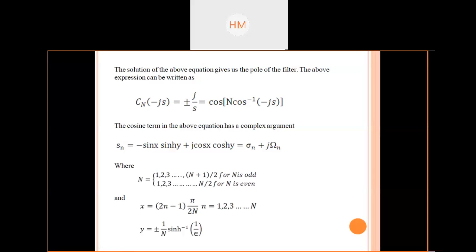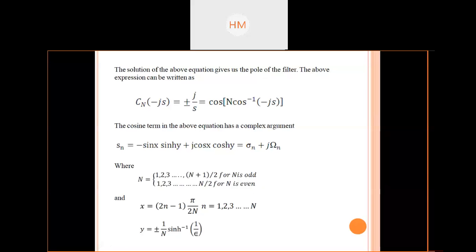So write down this. Now the cosine term in the above equation has a complex argument. Sn is equal to minus sin x sinh y plus j cos x cosh y, which is equal to sigma n plus j omega n. In the S domain, which is the sigma plus j omega plane, we have converted it into that plane. So Sn is given by this equation, where n is 1, 2, 3 up to n plus 1 by 2 for n odd, and for n even, n by 2.